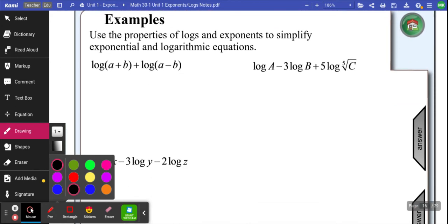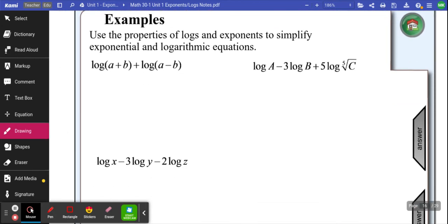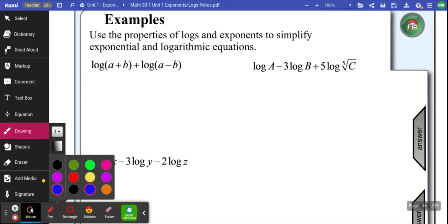Because now, you're going to get to questions like this. We're going to have to use log laws on variables. It says, use the properties of logs and exponents to simplify the equations. Simplify equations. That means we're going to try to write this as one log and then simplify it as much as we possibly can.